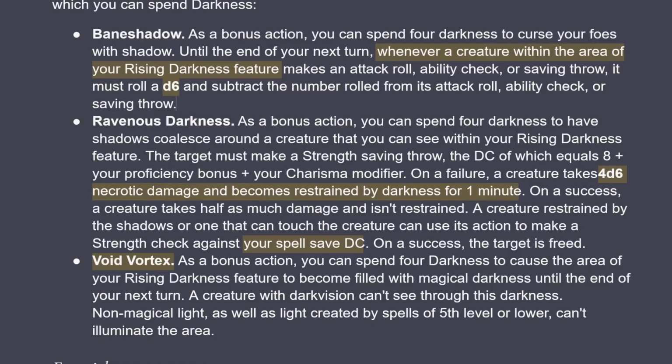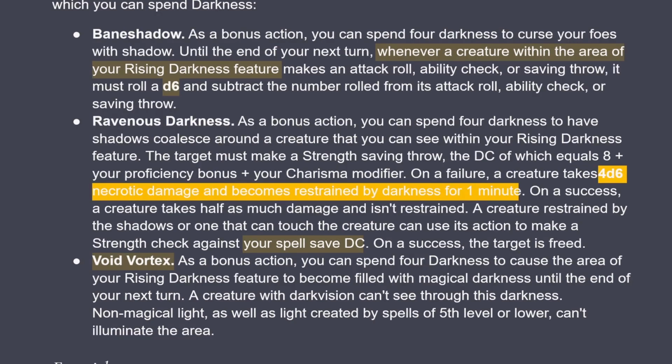Feel a lot better. Okay, finally moving on, the next feature we get is Ravenous Darkness. And this one I think is maybe the best one. And finally, it totally synergizes with what we're going for in terms of wanting creatures to be within our darkness aura. You spend a bonus action and 4 darkness points. Shadows coalesce around one creature that you can see within your Rising Darkness aura, which again can change. The target makes a Strength saving throw against your spell save DC, and on a fail takes 46 necrotic damage and becomes restrained for 1 minute. Restrained is incredible.